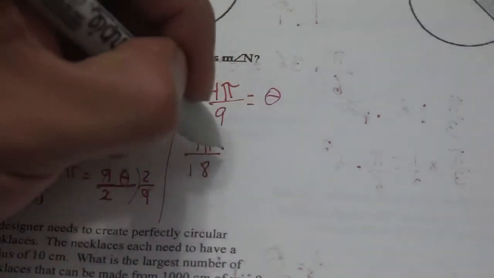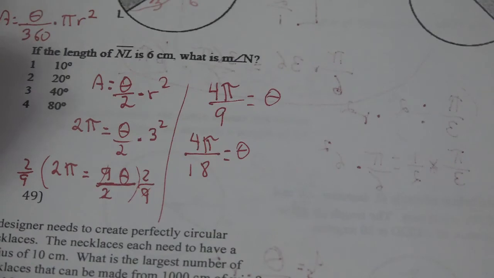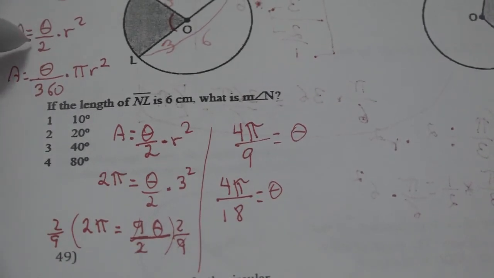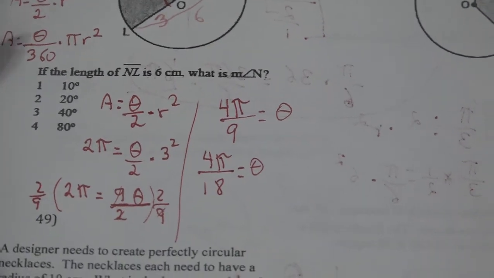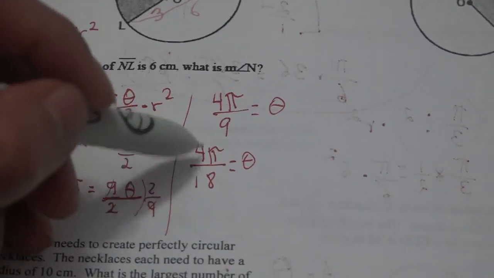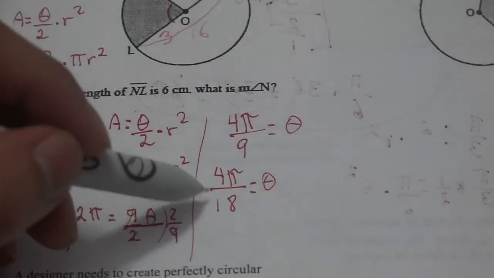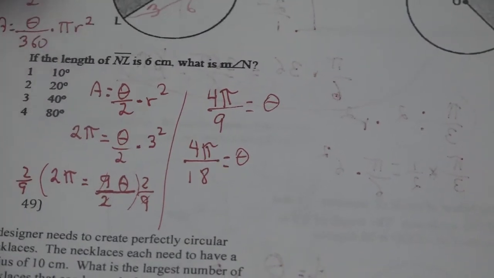If you don't believe me, you could do it. But so what? That's not any of our choices. Oh, I know why. Remember, I used the formula that was given to me in radians. So maybe if we turn this into degrees, because we have radians right now, we'll figure out how many degrees. And how do you turn that into degrees?